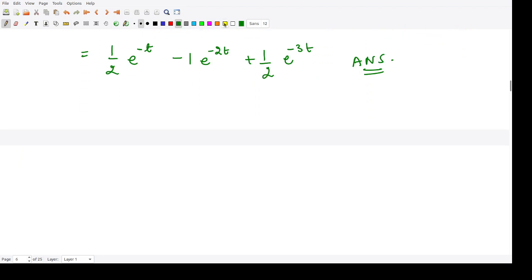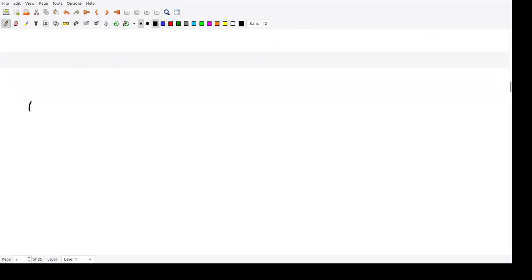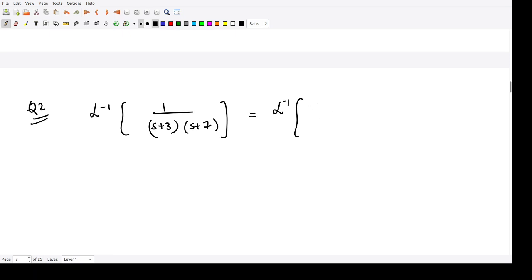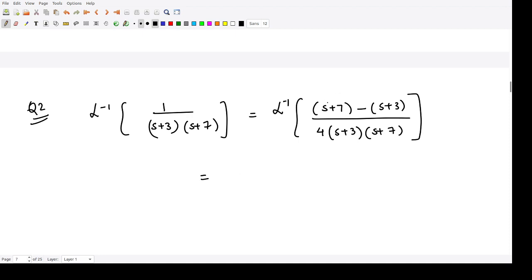So let us quickly see one more question. The question here is, find the Laplace inverse of 1 divided by s plus 3 into s plus 7. So by using partial fractions, you could write this term as s plus 7 minus s plus 3. So what we are doing, we are separating this term. So when you solve this, the s and s would get cancelled and 7 minus 3 would be 4. So that is why we have divided here by 4.